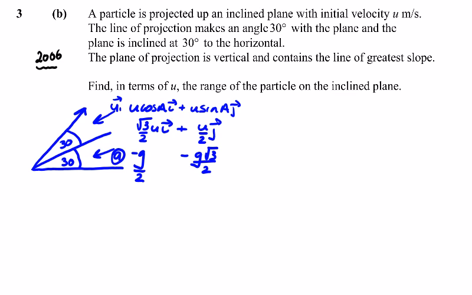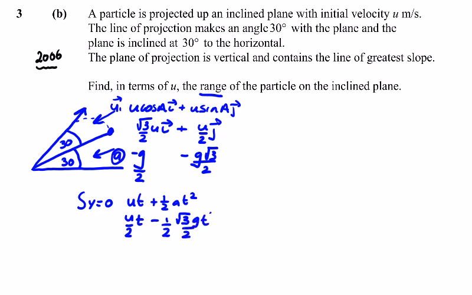So if we look for the time of flight, we're looking for the range, so we need the time of flight first. When is s of y equal to 0? ut plus a half at squared. So my u over 2 is my u times t minus 1 over 2 times root 3 g over 2 times t squared. It's going to be equal to 0.